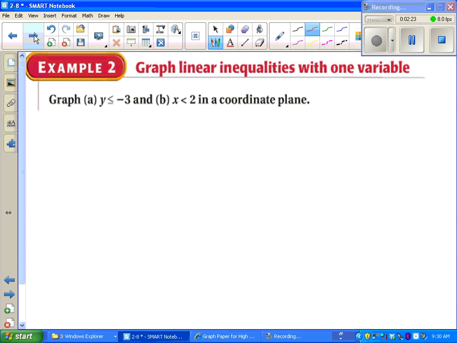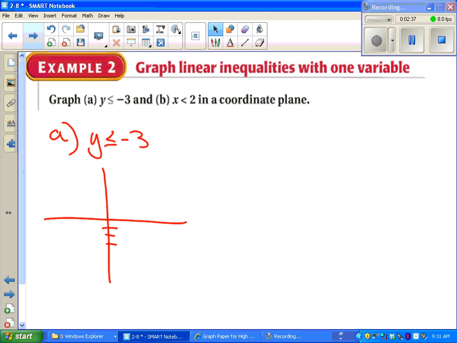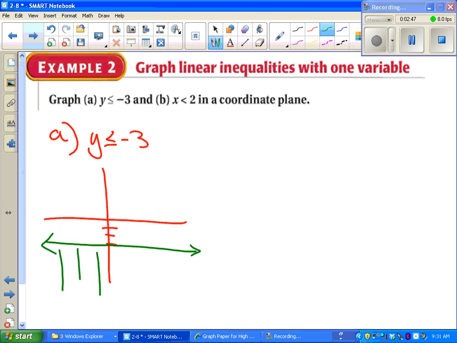Let's take a look. Part A says graph y is less than or equal to negative 3. So we draw a graph. We do our boundary line where y is negative 3. We make this boundary line a solid line because it's less than or equal to. I want the numbers less than negative 3 for y, so I go shade below.